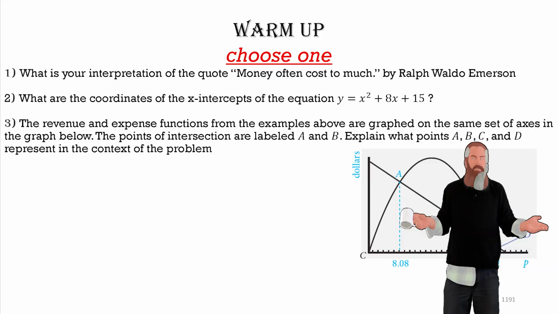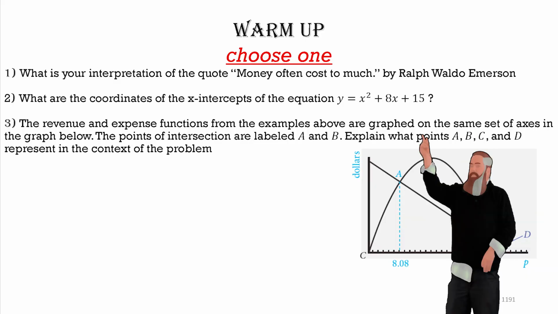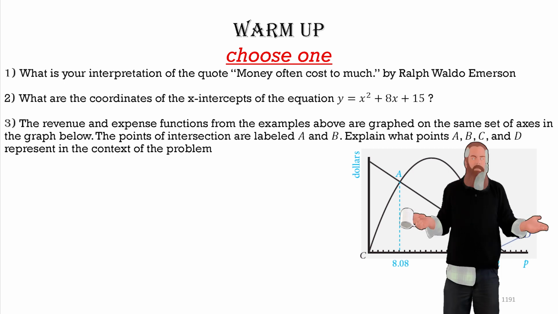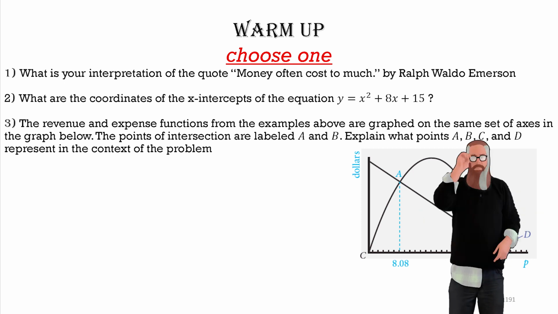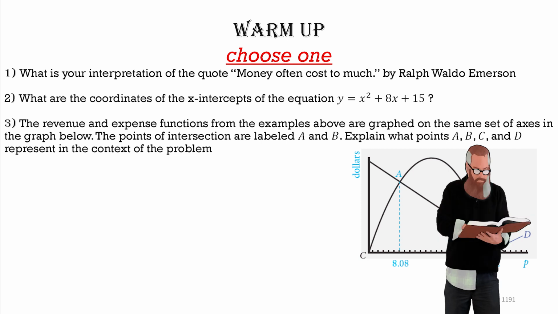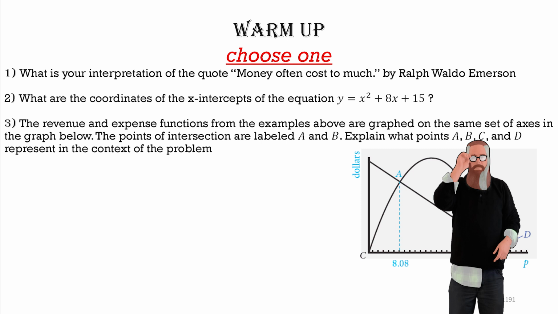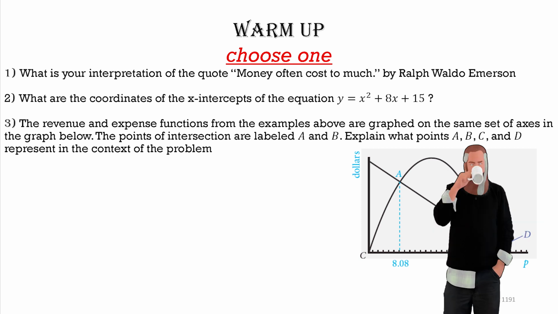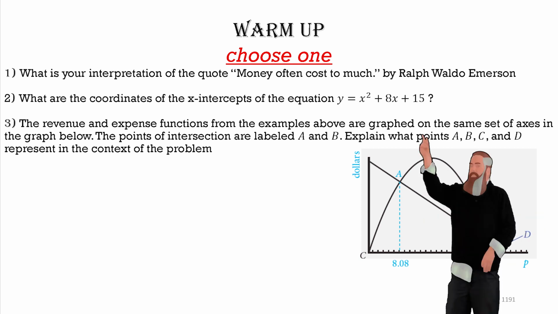When the revenue and expense functions intersect, revenue and expense are equal. These are break-even points. Notice that there are two such points. Before intersection point A, the expense is greater than the revenue. The first break-even price is approximately $8.08. The second is approximately $58.92.